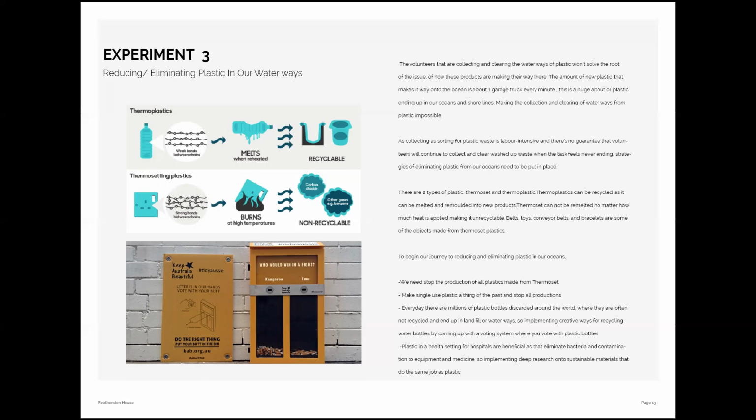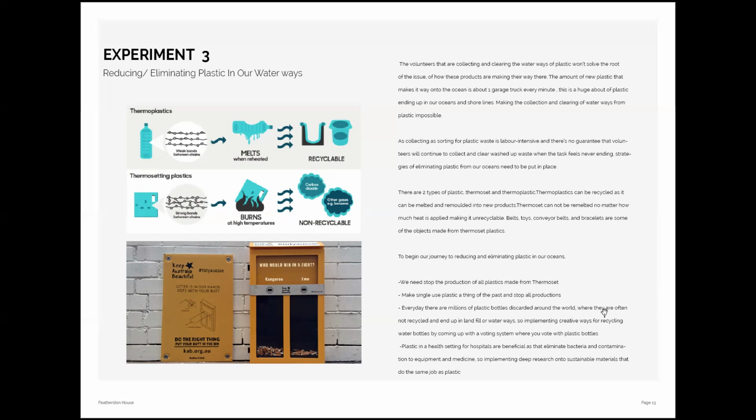There are two types of plastics: thermoset and thermoplastic. The thermoplastic can be recycled and melted and remolded into new products, which is what twin wool is made out of. And then there's thermoset, which can't be melted and recycled. As much heat as you apply to it, it just burns instead of being remolded. So you can't really recycle these plastics. Some of the objects made out of plastic are belts, toys, bracelets.